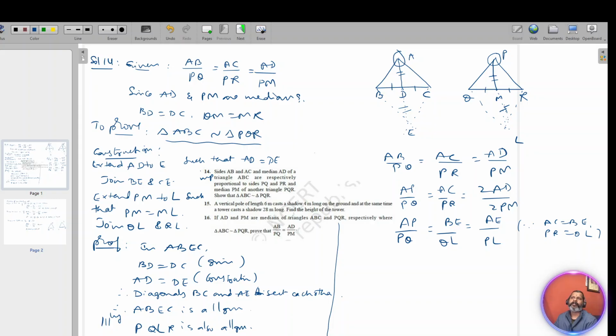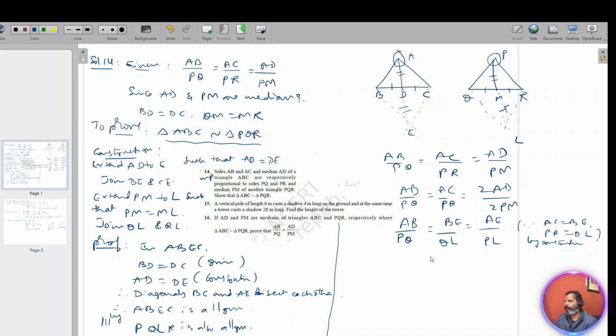2AD equals 2PM because of construction. Three things we have to write here. Now if you observe this ratio, AB by PQ, BE by QL, AE by PL. Therefore, ABE and PQL are similar triangles. Triangle ABE is similar to triangle PQL by SSS.